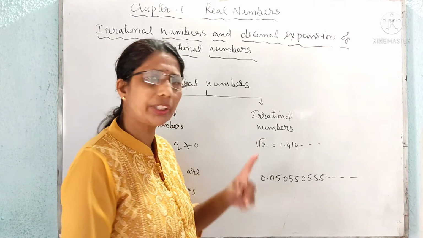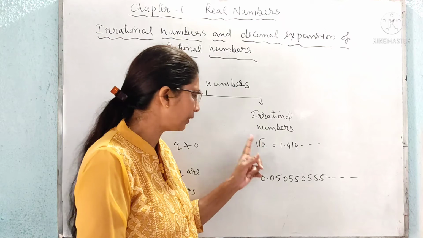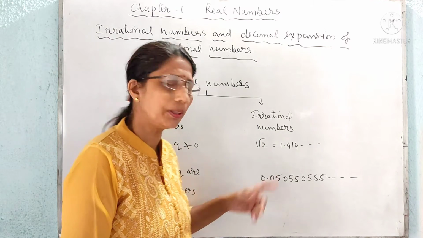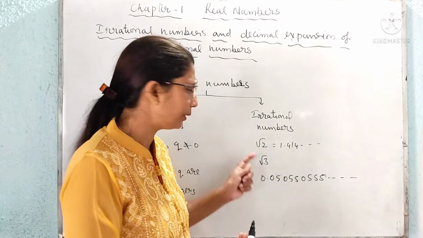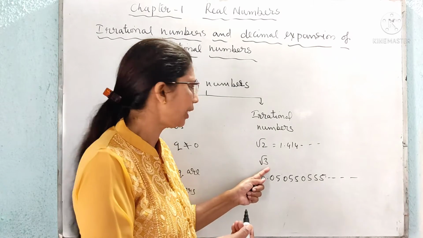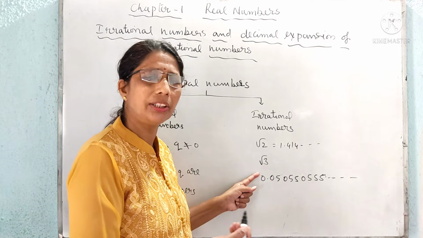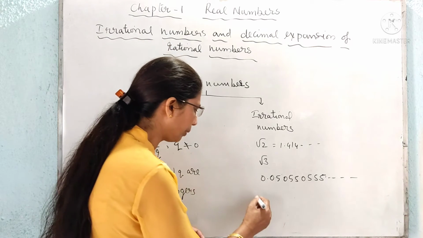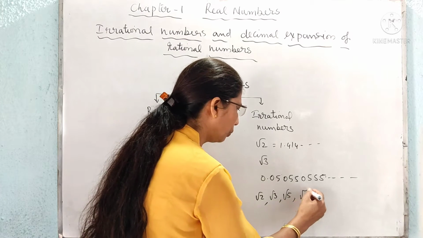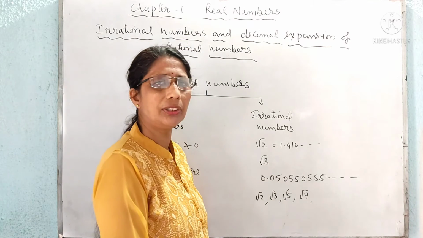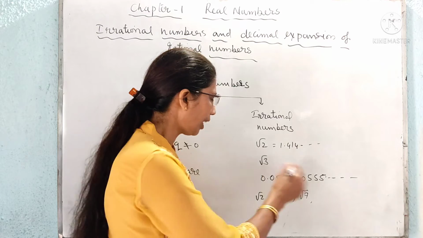Here root 2, we can take 2 is a prime number and root 2 is an irrational number. Next we can take root 3. 3 is also a prime number, and root 3 is an irrational number. In this way root 5, we can take many examples: root 2, root 3, root 5, root 7, all the prime numbers in square root we can take as irrational numbers.